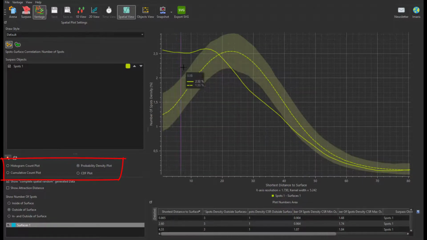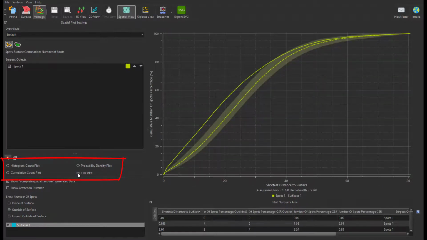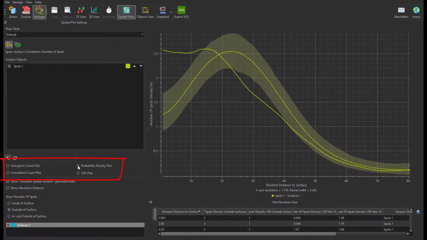Those plots give similar information as their original counterparts, histogram and cumulative count plot, but are statistically smoothed using a kernel density estimate. Both observed and randomized plots are smoothed in the same manner. The kernel width is displayed in the legend of the graph.